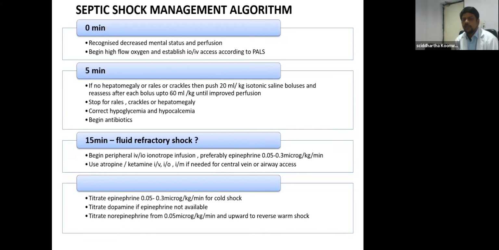If the patient is not responding to fluid after that, then we should start IV or intraosseous inotrope infusion. The preferred inotrope is epinephrine, and the preferred dose initially is 0.05 to 0.3 microgram per kg per minute, and titrate according to the need. If there is need for any central venous access or airway access, we should use atropine or ketamine. We have to titrate epinephrine depending on requirement.